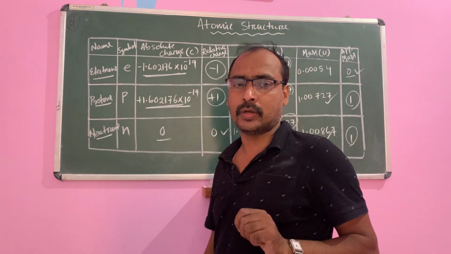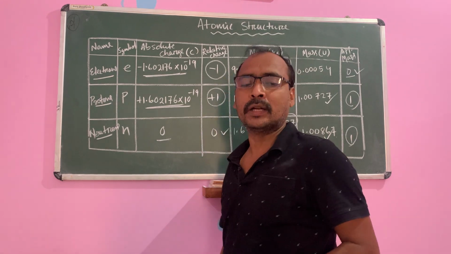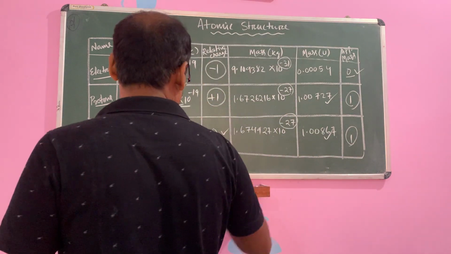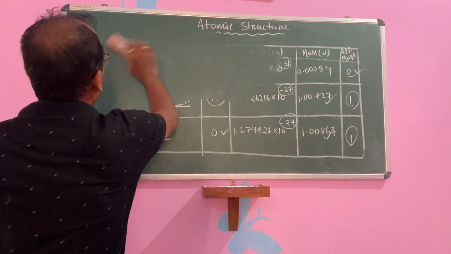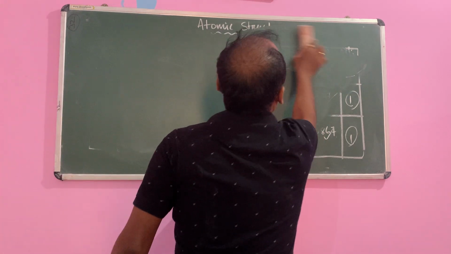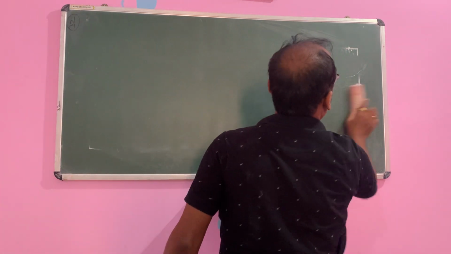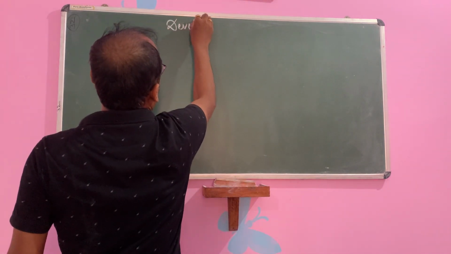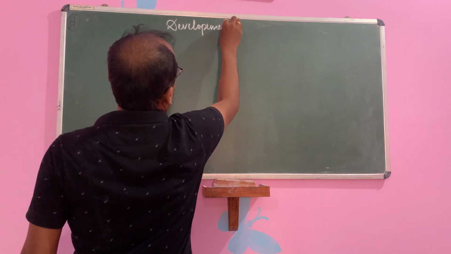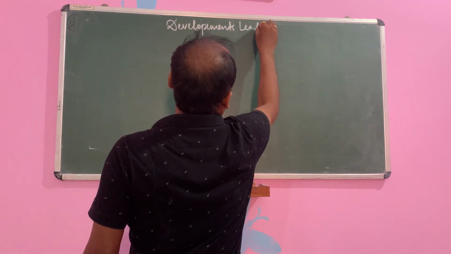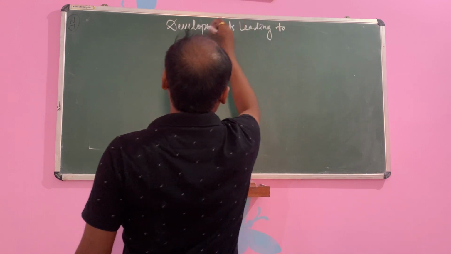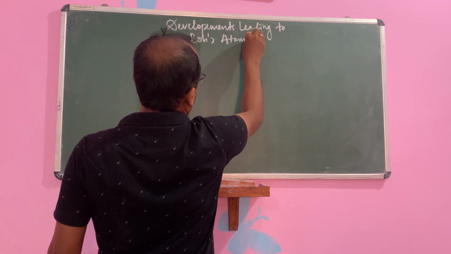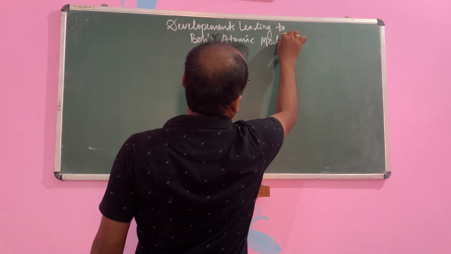Before going to Bohr's atomic model, there is some scientific development known as developments leading to Bohr's model of atom. We will start from that. Okay. Developments leading to Bohr's atomic model. What are the developments?